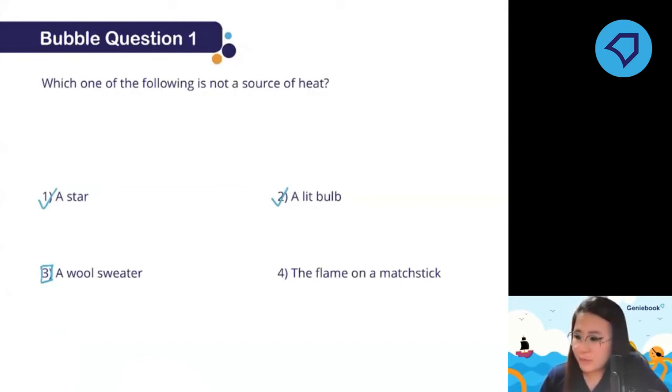And number four, the flame on a matchstick. Is that a source of heat too? Yes, it is. Because why? What is the process that is happening as you are burning something? You are burning something, so that's why it's considered a source of heat. Remember just now when we talked about burning, we looked at things like charcoal, wood and oil. During the burning process, heat is being released. Everybody clear? Anyone has any questions, especially from the P4s in the class?